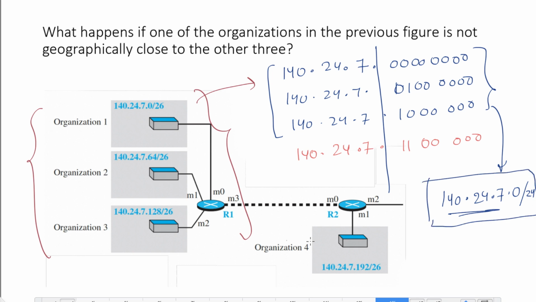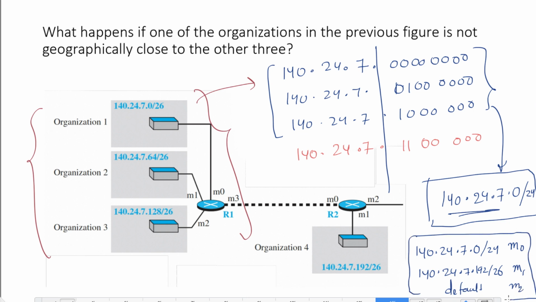So for R2, if I write the routing table, it will have one entry like this: 140.24.7.0/24, then m0. And this is important: 140.24.7.192/26, then it should be m1. Otherwise, default it should be m2. This should be the routing table for R2, right? I hope you got the idea. This entry is because of these three networks, this entry is because of this organization, and default is because of this M2.